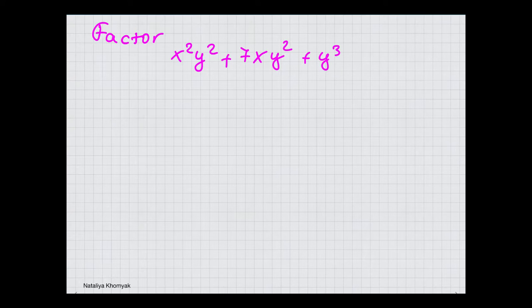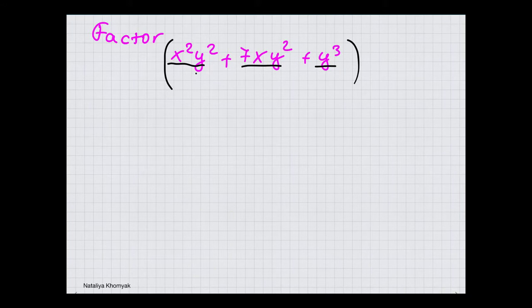Here we have to factor x to the second y to the second, plus 7x y to the second, plus y to the third. Now, first thing we want to do is parentheses. Then each term gets a fraction bar. The only number that will go into all of them is 1, and it would be useless to factor 1 out. This term has x, this term has x, this one does not, so we cannot factor out x.